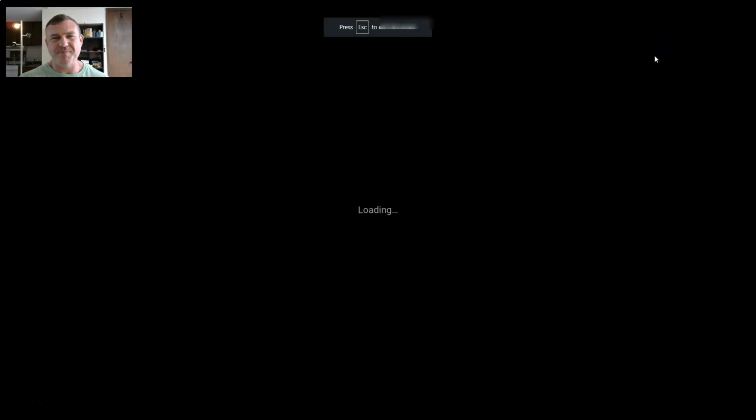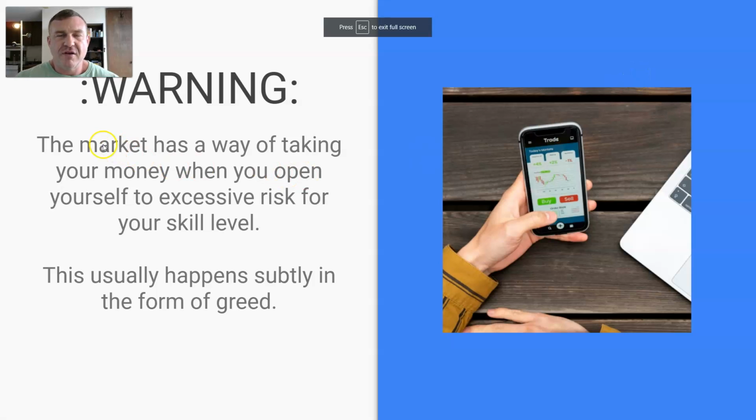a warning. The stock market has a way of taking your money when you open yourself up to excessive risk in the market. This has happened to me a number of times, even though when I first started learning about trading, which was sometime around 2007, one of the first things that was told to me is that trading is 10% knowledge and 90% emotion.